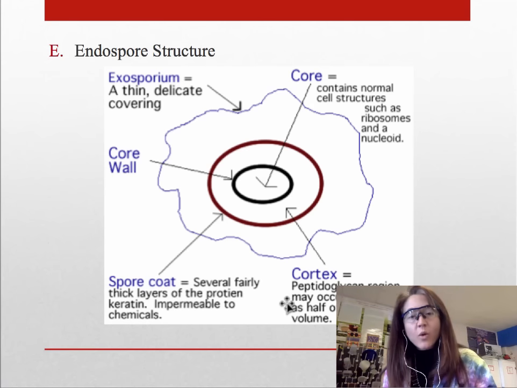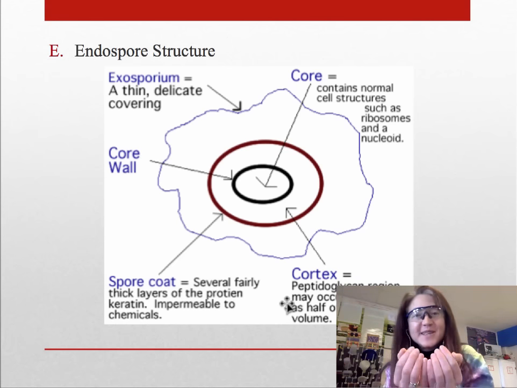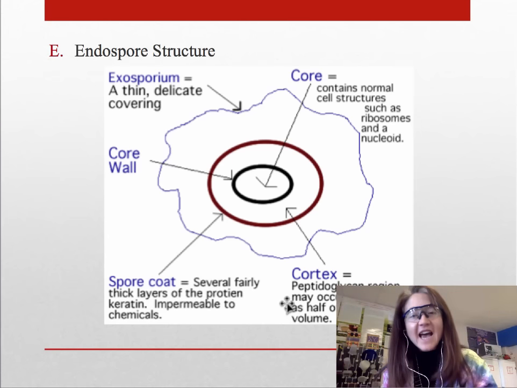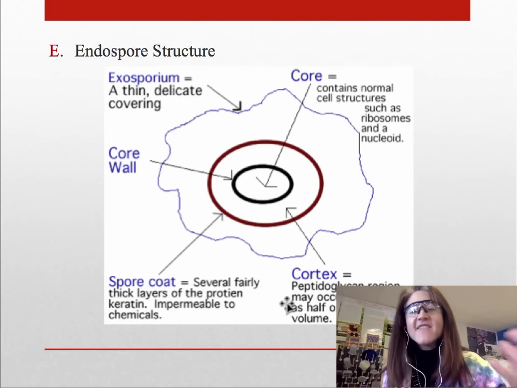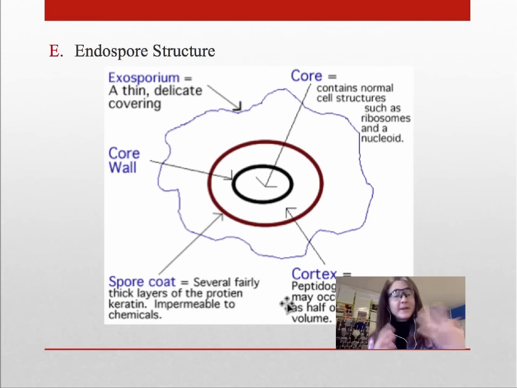Next, we see the core wall, which also provides some protection for the core itself. And inside of the core, that's where the jewels are, so to speak, right? This is where the nucleic acids reside. It's where the ribosomes are. Everything that is actually needed to allow the spore to become viable again. And that's what we want to talk about now. But first, let's make sure we think about what it is about these structures that may protect the jewels of the core for just a moment.